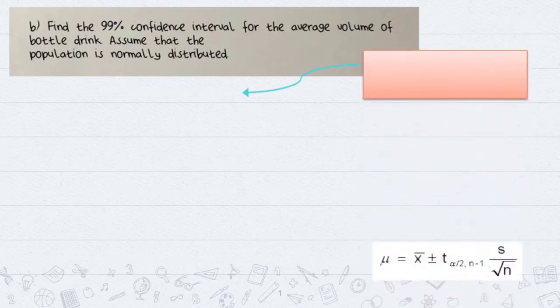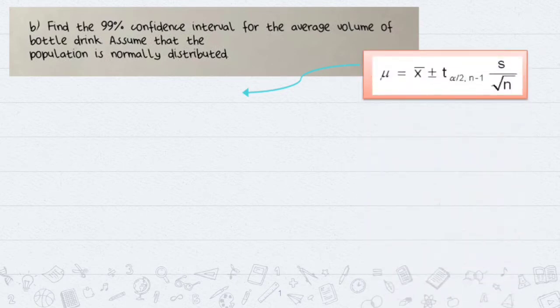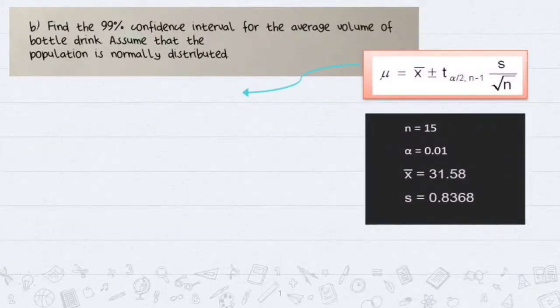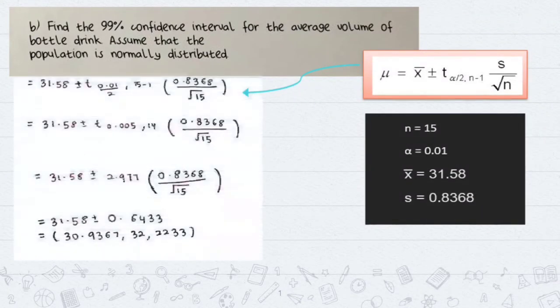So for this question, we can use this formula to answer the question. From the question, we can get the information about the sample size, alpha, x bar, and standard deviation. Next, we put all the information that we have in the equation. Then, to find the value of t, we need to refer to table 7, page 17 in the statistical table. So, for alpha 0.005 and degrees of freedom 14, we can get the value of t is 2.977.